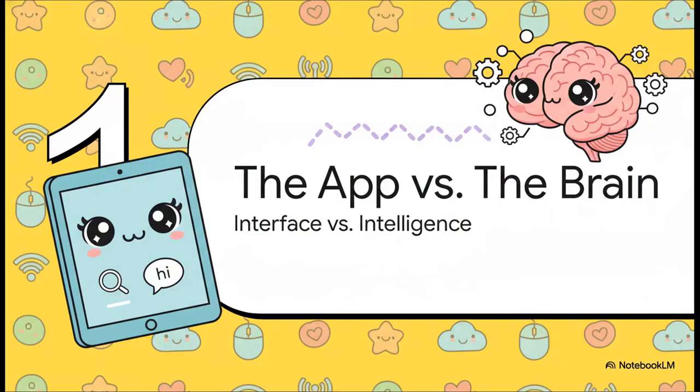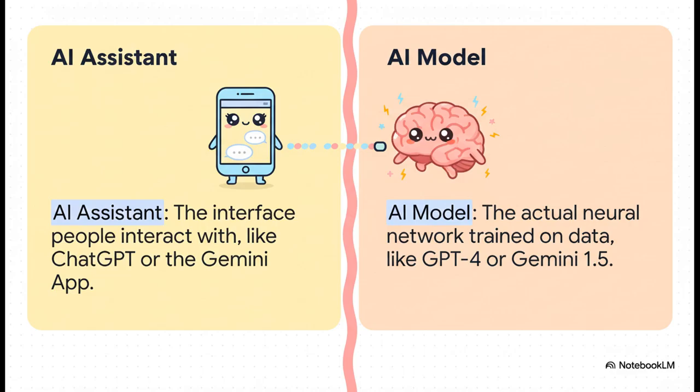So, here's probably the best way to think about it. The app versus the brain. One is the thing you see and interact with, and the other is the engine doing all the heavy lifting behind the curtain. It really just boils down to this. What you're interacting with, the thing you see on your screen, that's the AI assistant. It's the user interface. But all the real thinking, the raw intelligence, that's happening in the background. And that's coming from the AI model. So yeah, you talk to the assistant, but it's the model that's actually coming up with the answers.